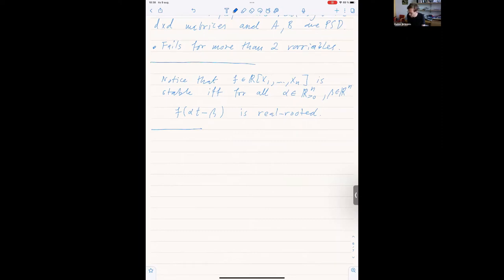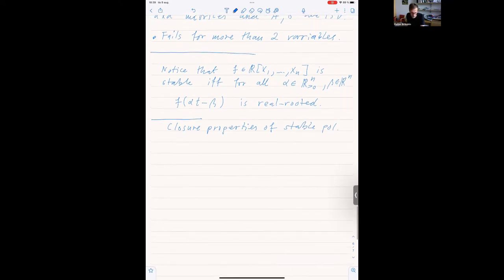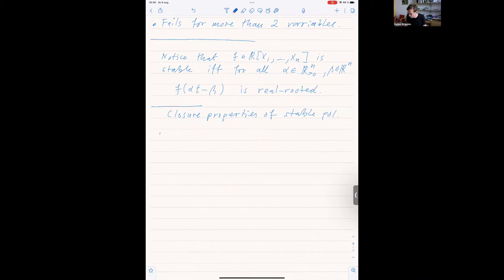Okay, so now I want to go through some more closure properties. The first one is immediate from the definition: if you have two stable polynomials, we may multiply them and they're stable again. So if f and g are stable, then so is the product, because of course f times g is also non-zero in the upper half plane if f and g are. So this is a simple but useful property.